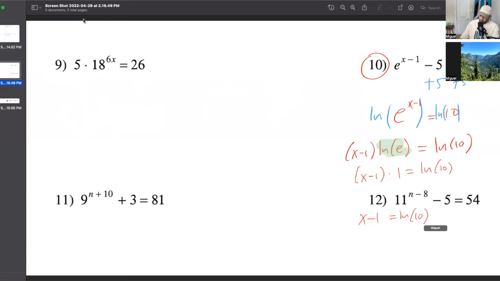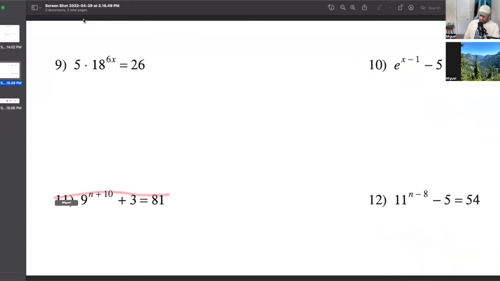Let's go ahead and add the 1 to the other side. X is equal to natural log of 10 plus 1. This is actually a really nice answer that we can leave like this, or we can use our math compass and get that x is equal to 3.303. All right, let's go ahead and work on number 11. So I'm going to go ahead and bring the 3 to the other side by subtracting the 3.